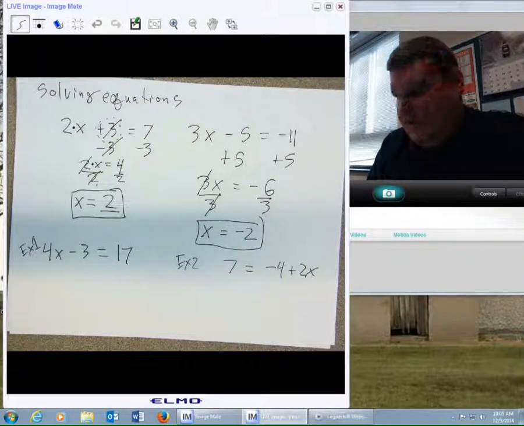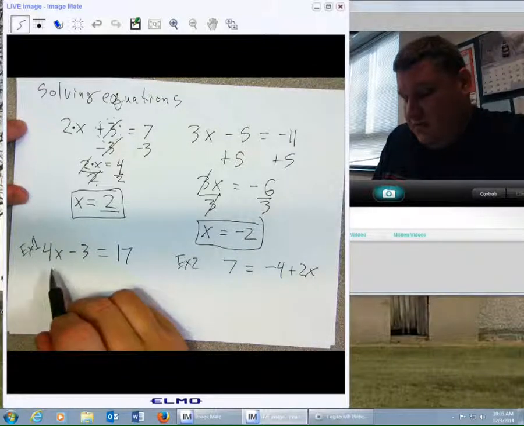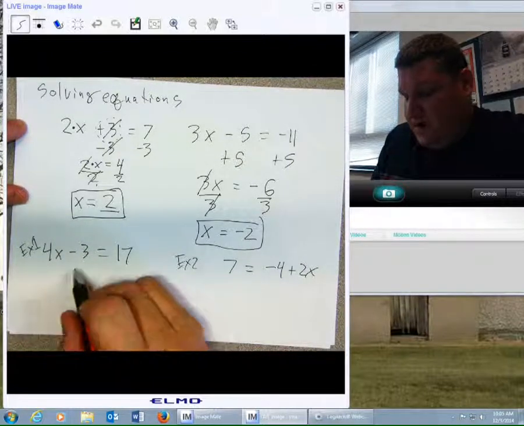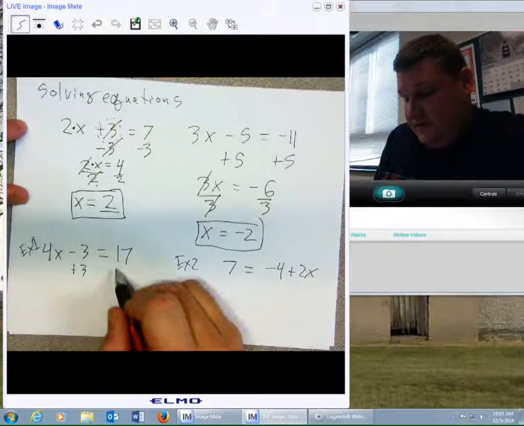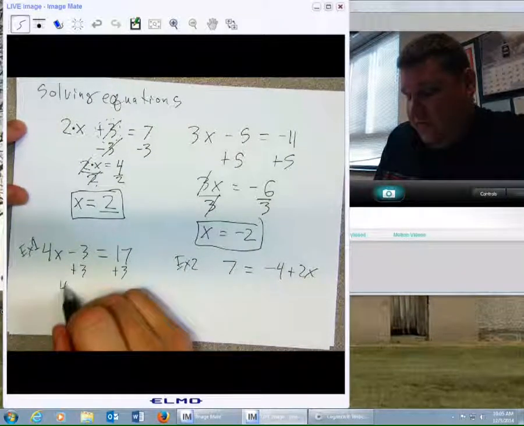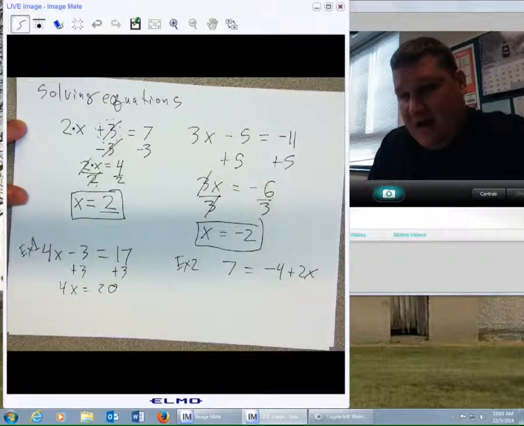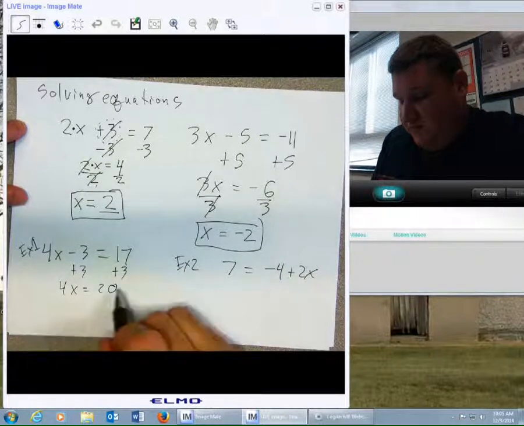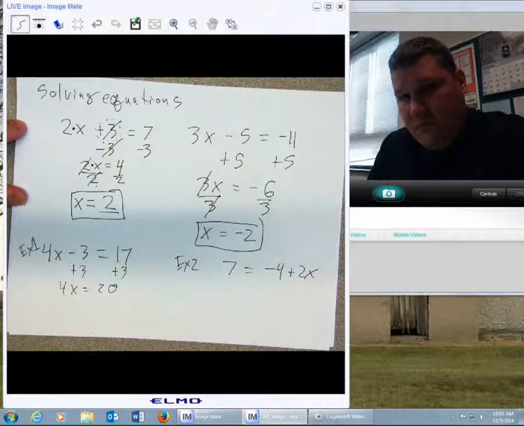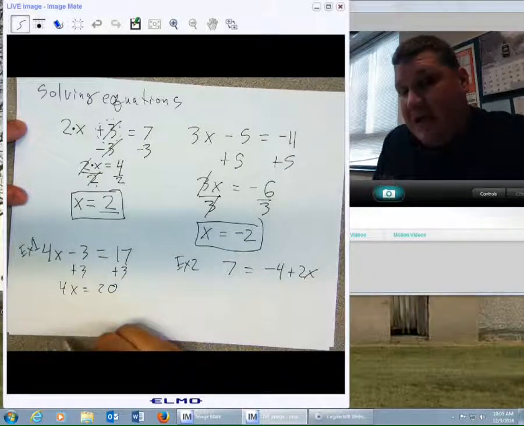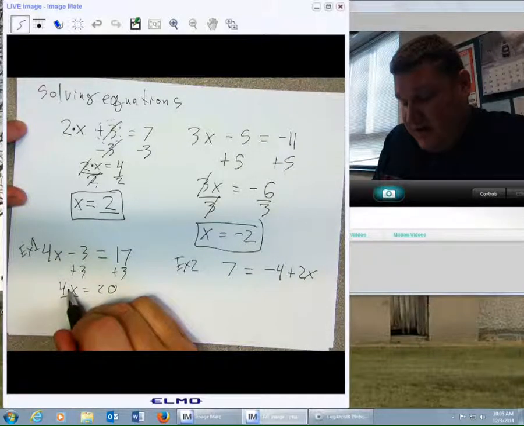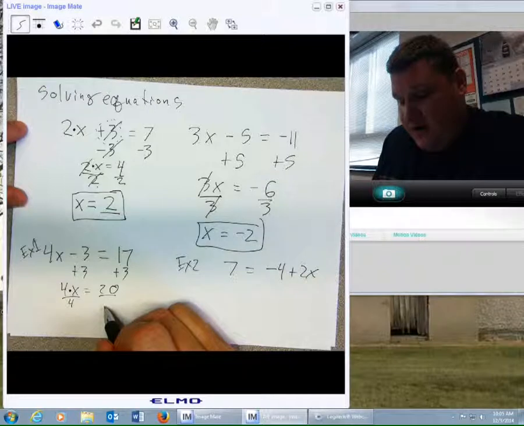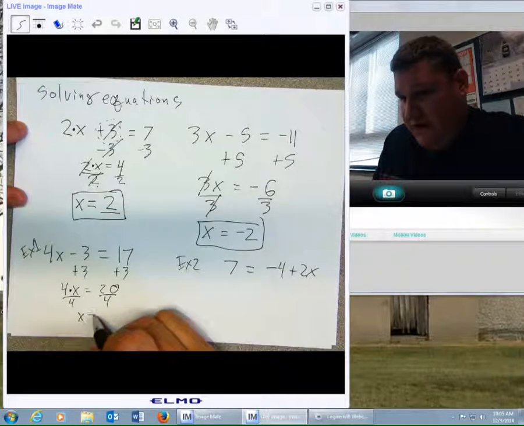Okay, let's see if we can do example number 1. What am I going to do to get rid of minus 3? Going to add 3. All right, 4x equals 20. Now what do I do next? Do I move the 20 or do I move the 4? I'm going to move the 4. How am I going to move the 4? I'm going to divide because it's connected by times. The opposite of times is divide. Divide by 4, x equals 5.